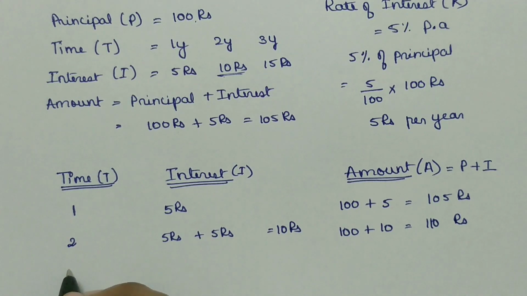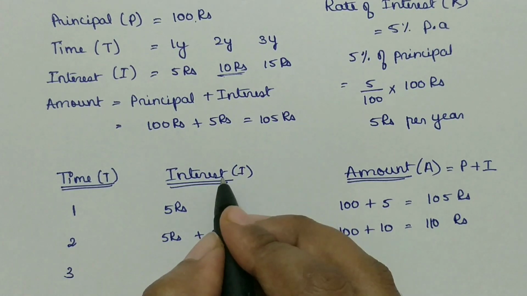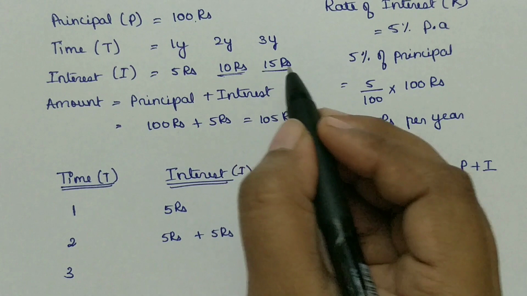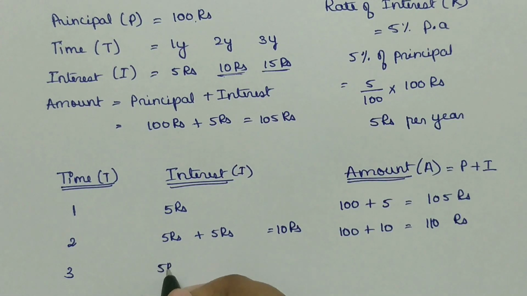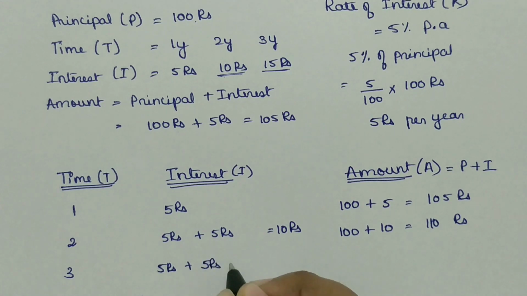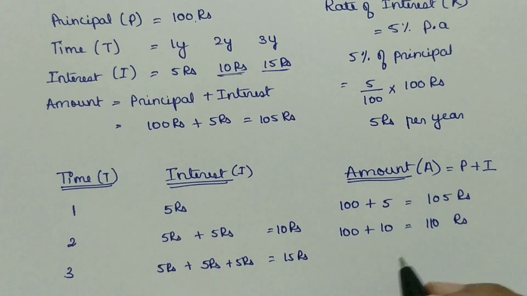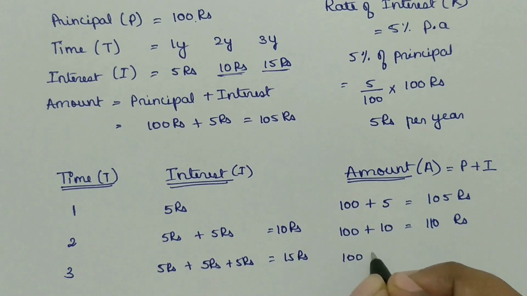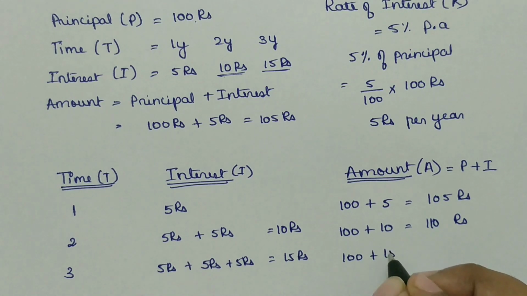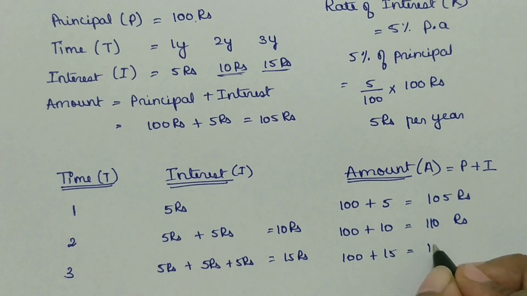If it is 3 years, then the interest equals 15 rupees: first year 5 rupees plus second year 5 rupees plus third year 5 rupees equals 15 rupees. Then amount equals principal plus interest 15 rupees, equal to 115 rupees.